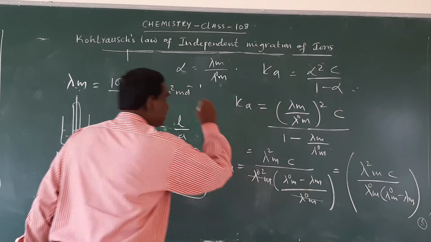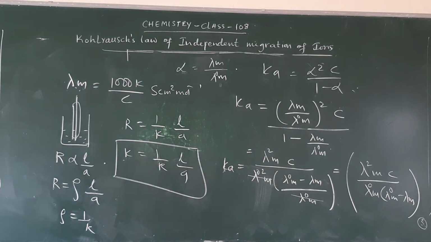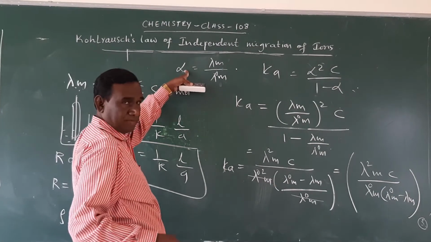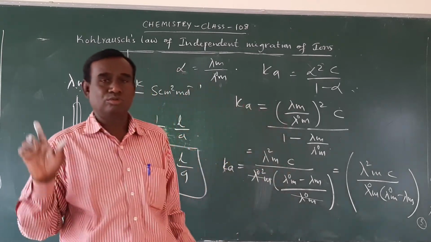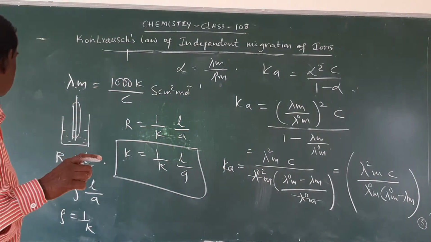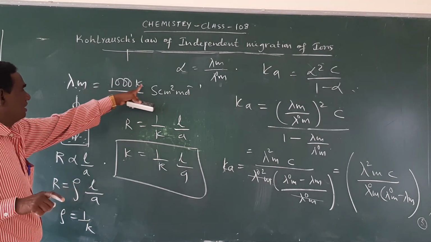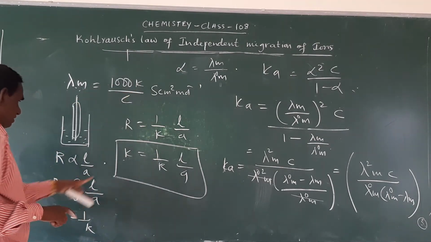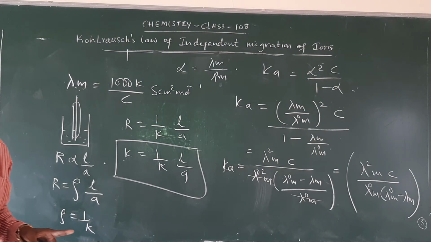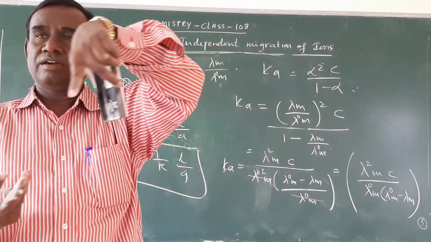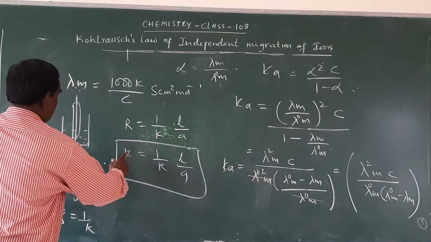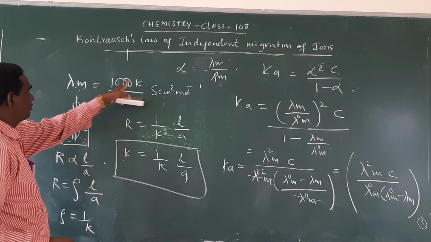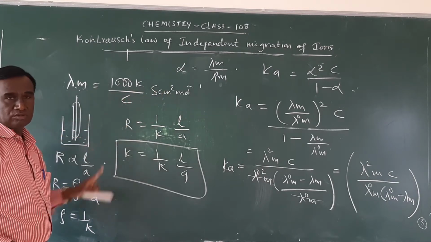This is for the dissociation constant. So by using Kohlrausch law, it is possible to calculate the degree of dissociation alpha and also the dissociation constant Ka of a weak acid. By using the equation lambda is 1000 K divided by C, K can be calculated. So just take the electrolyte solution in a beaker, put a conductivity cell, and R can be calculated. By using this equation, you can calculate K. Once K is calculated, lambda is 1000 K divided by C.